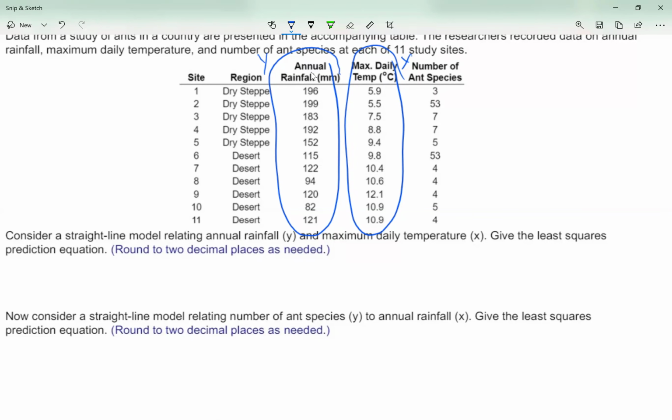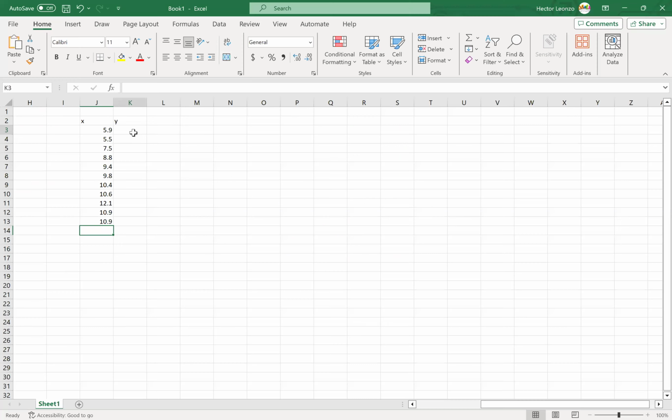Okay, for my Y values, I have to use rainfall, right? Let me come back to Excel. For my Y values, like I said, I like to label things on top so it helps me. For my Y values, rainfall, I'm going to enter 196, 199, 183, 192, 152, 115, 122, 94, 120, 82, and 121.